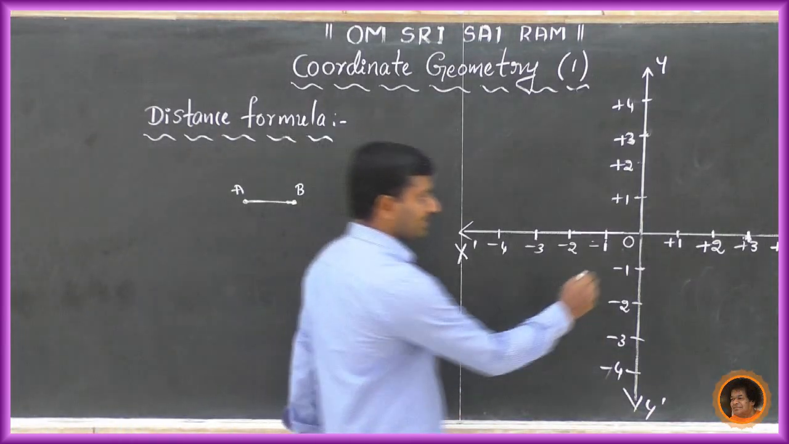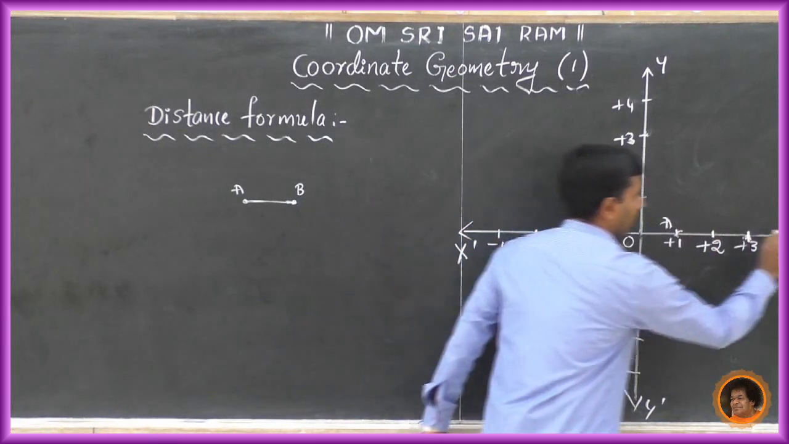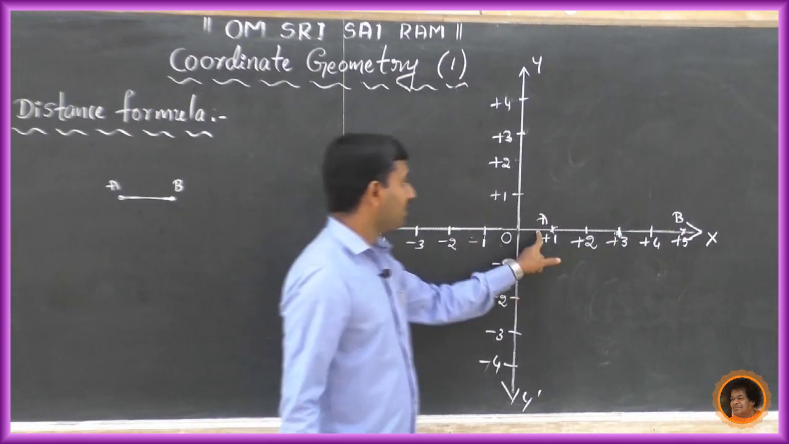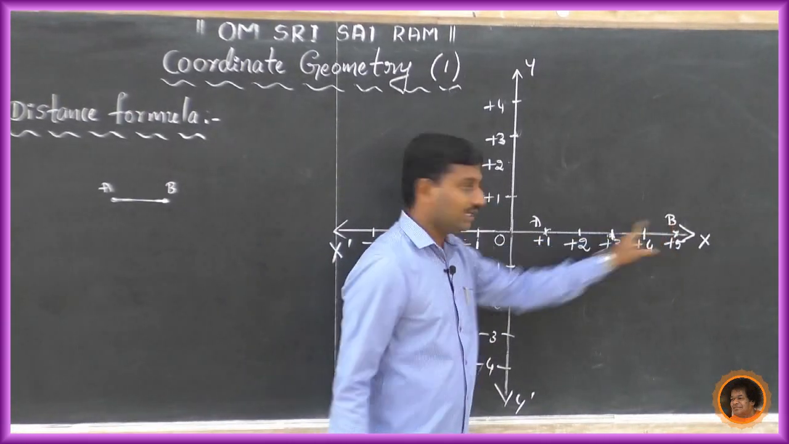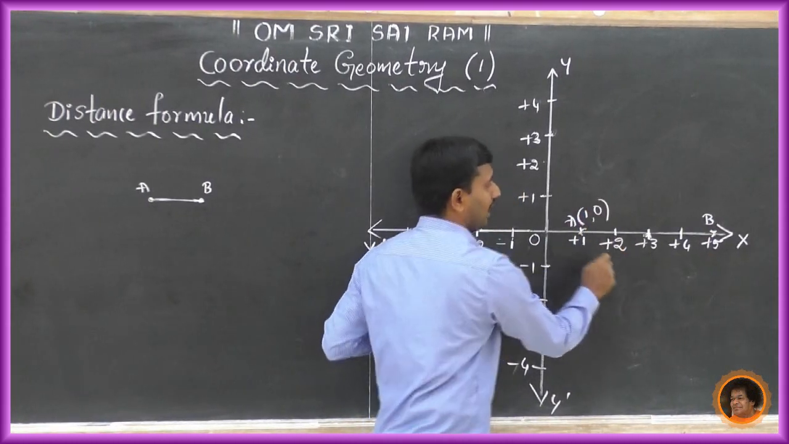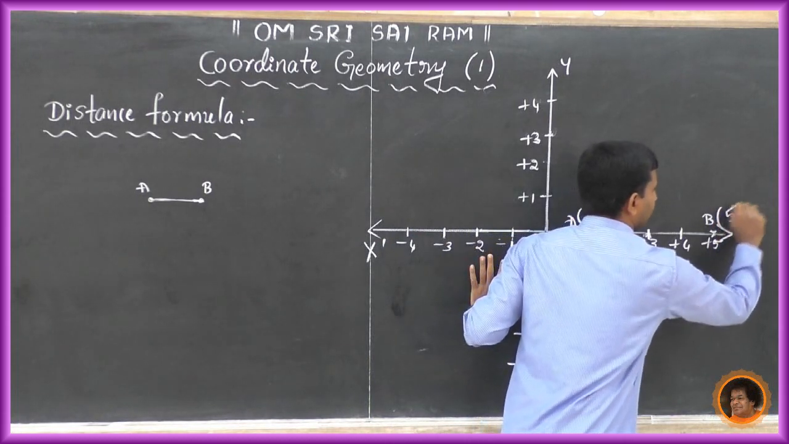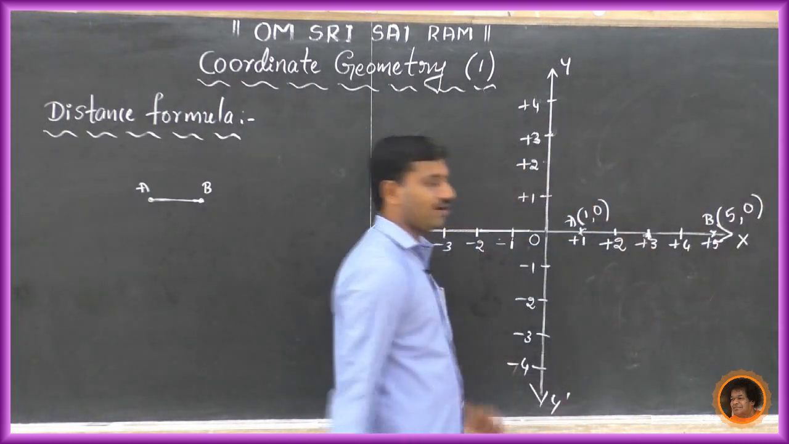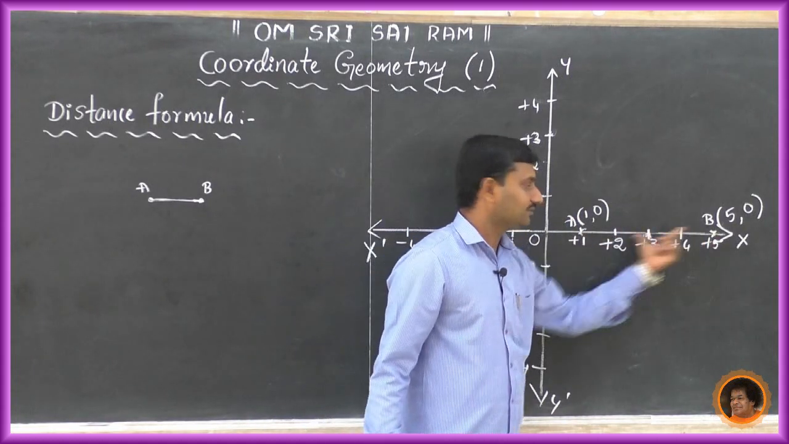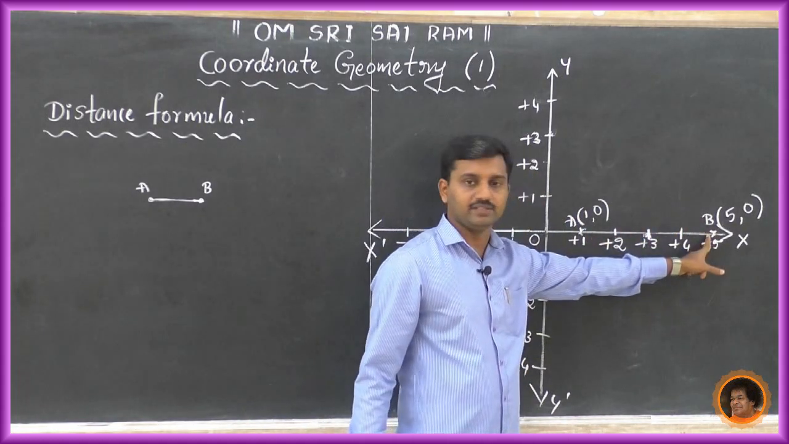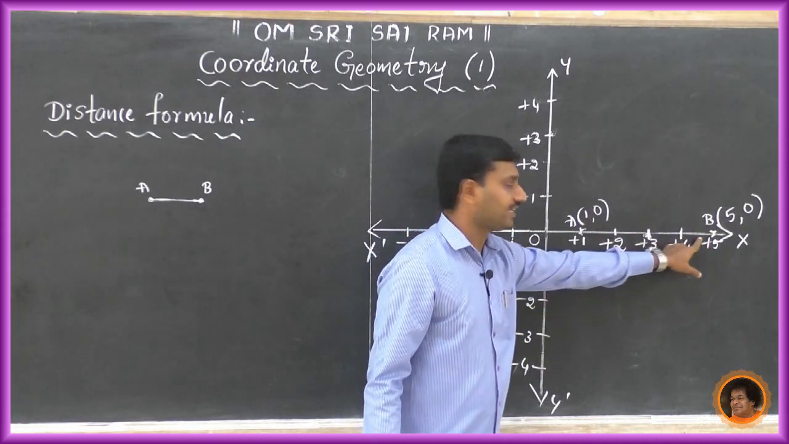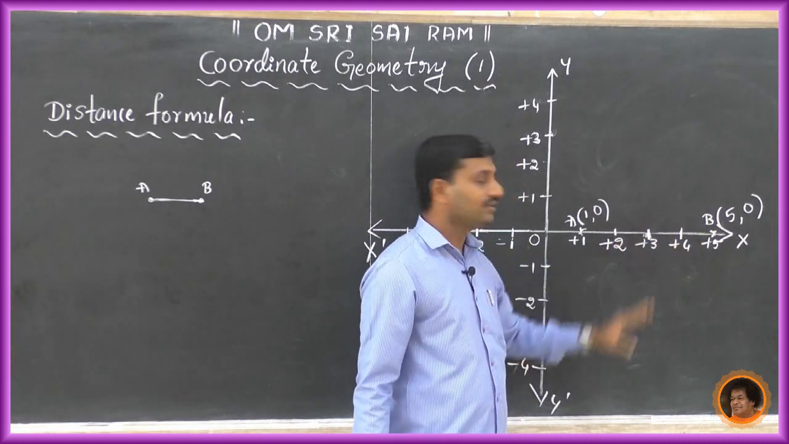Now the points A and B lie on the x-axis. Now the coordinates of the point A are 1, 0 and of the point B are 5, 0. So these are the coordinates of the points A and B. Now what is the distance or the length between A and B? How to find the distance? By counting the unit segment, we can easily find the distance.